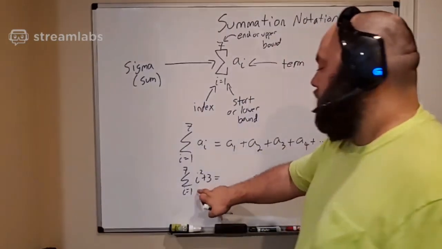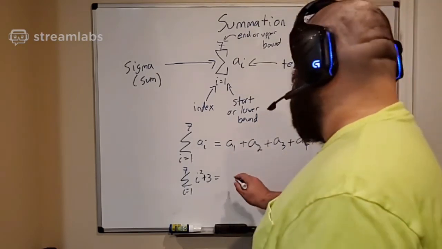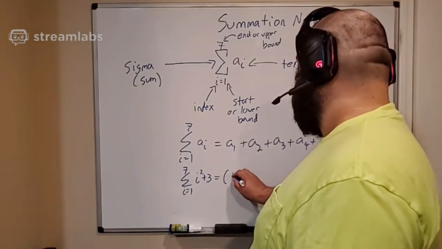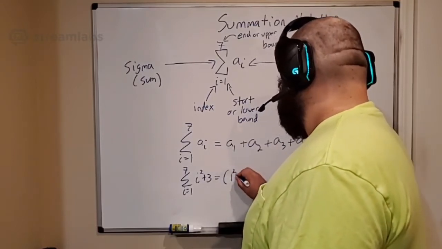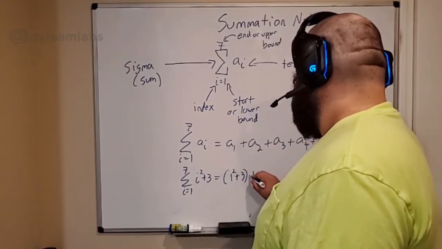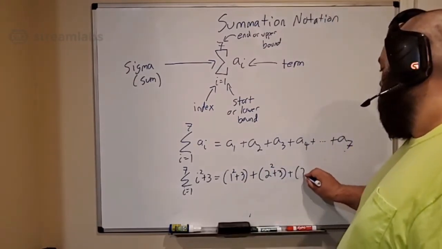So in this case, we start at I equals 1. So my first term, my A sub 1, will be 1 squared plus 3, which I'll write out on our first one. So 1 squared plus 3. My second term will be 2 squared plus 3. And then 3 squared plus 3, plus and so on up to 7 squared plus 3.